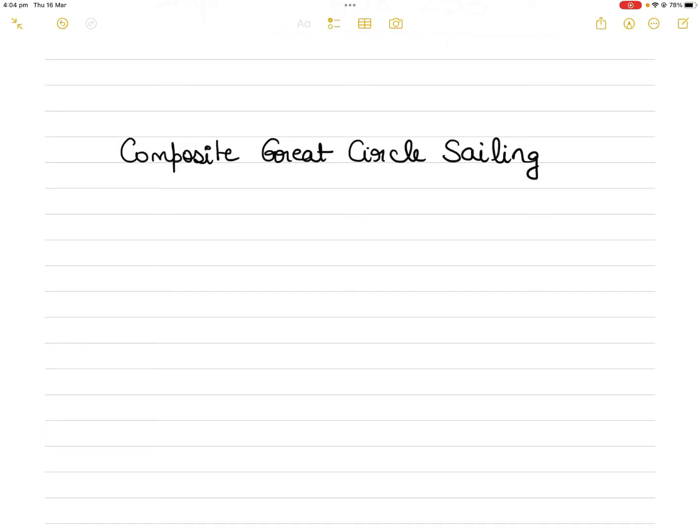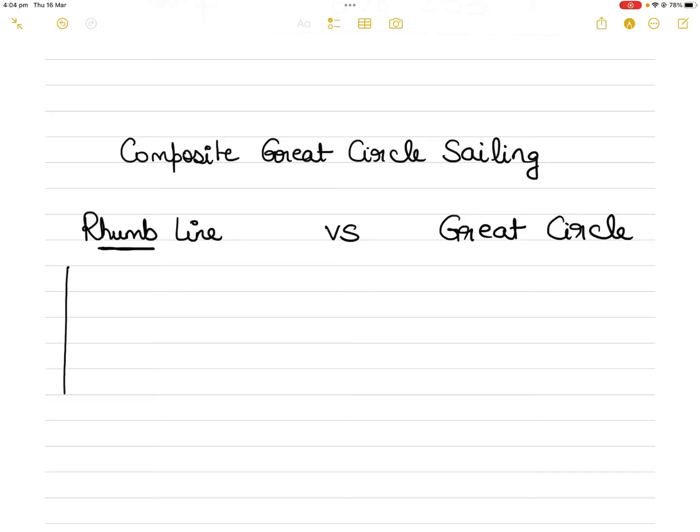So let's first start with what is a rhumb line, and what is the difference between a rhumb line and a great circle. When we did Mercator Sailing, remember I mentioned Mercator Sailing is based on rhumb line sailing. Rhumb line sailing is where we have Mercator charts where the meridians are parallel and perpendicular and equidistant placed, right?